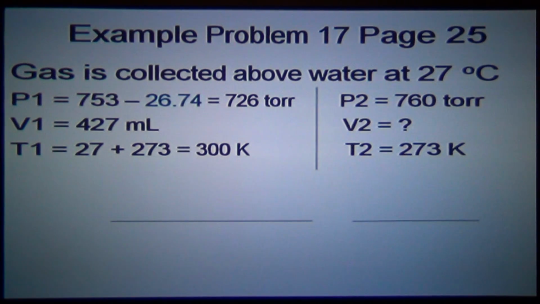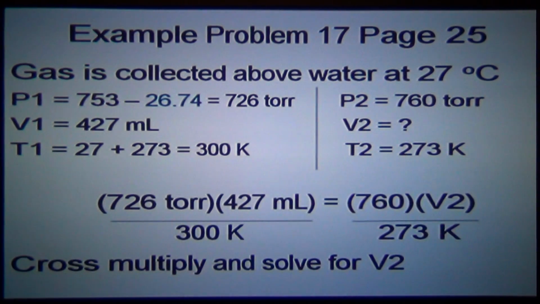So if we plug into the combined gas law, P1 V1 over T1 equals P2 V2 over T2, the only variable that we do not have is V2. And if you cross multiply and algebraically solve for V2, that will be the volume of the gas at STP conditions, at standard temperature and pressure.